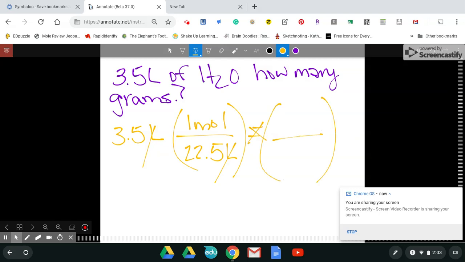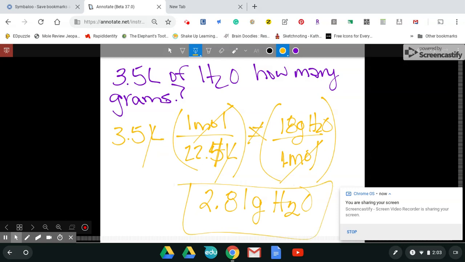Times, now I need to get to grams. So 18 grams of water equals 1 mole. Notice my mole's gone. So 3.5 divided by 22.4. Sorry, that should be 4, not 5. Okay, times the 18 gives me 2.81 grams of water. So that's how you do mole conversions, looking at moles and masses.